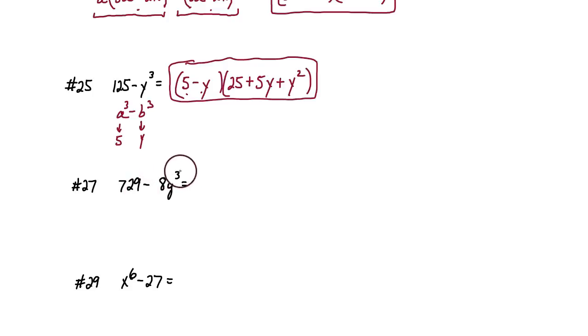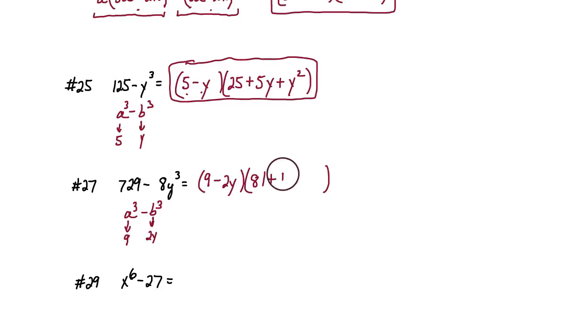Number 27, as soon as I see the cubing, I'm wondering if this is the difference of cubes pattern. On a calculator, find the cube root of 729. It's 9. And the cube root of 8y cubed is 2y. Small set of parentheses, longer set of parentheses. Here's the 9, the minus, and the 2y. 9 squared is 81. Change to a plus sign. Take the product of these two. That's 18y. Then a plus sign again, and square the last term. 2y squared makes 4y to the second power.